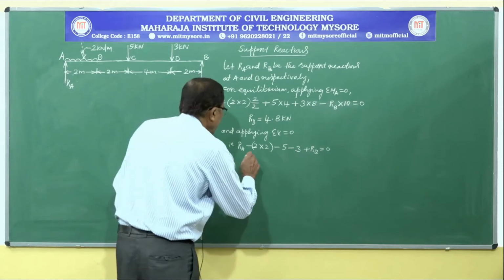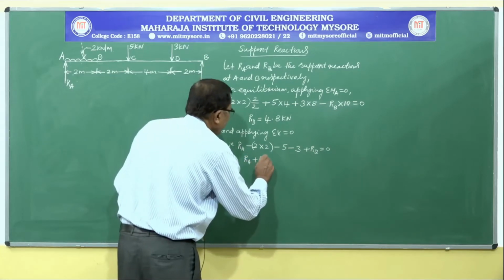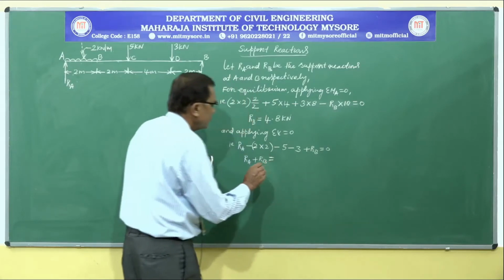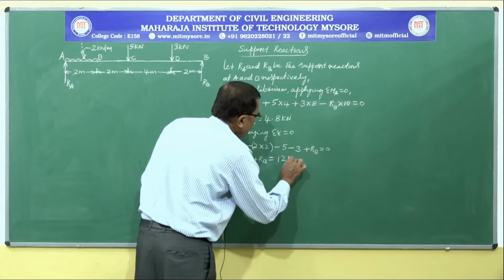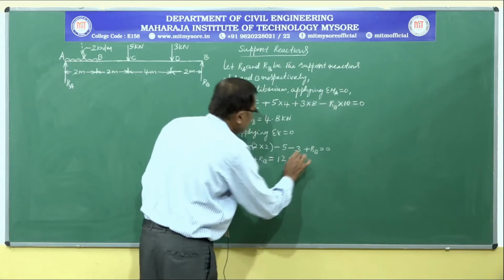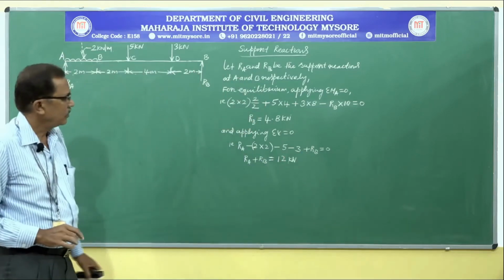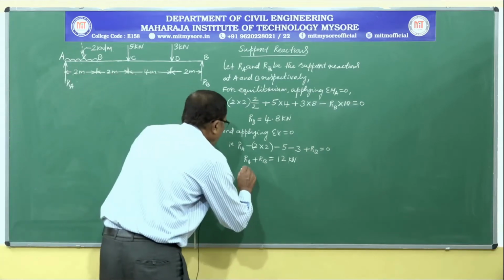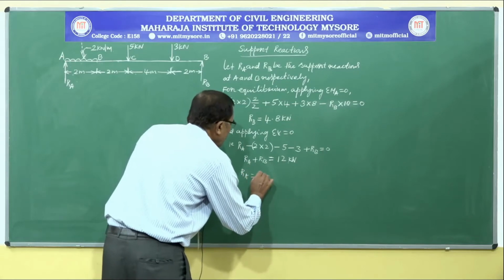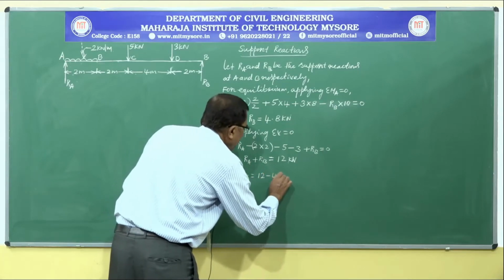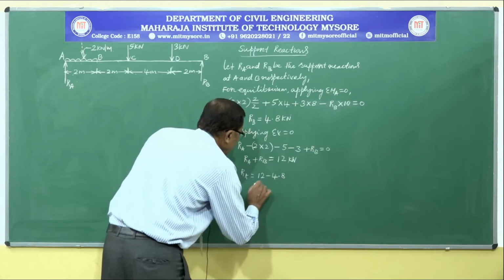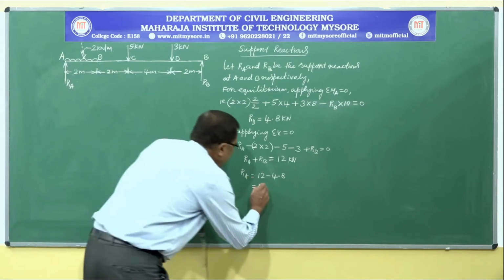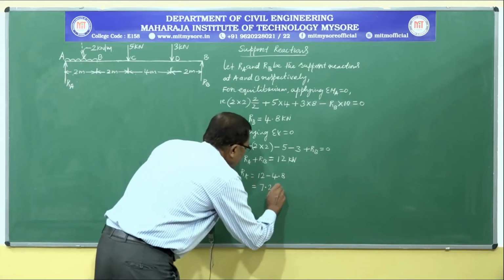So solving this, you will get RA plus RB is equal to 12 kilonewton, and we already know RB, therefore RA is equal to 12 minus 4.8, that is equal to 7.2 kilonewton.